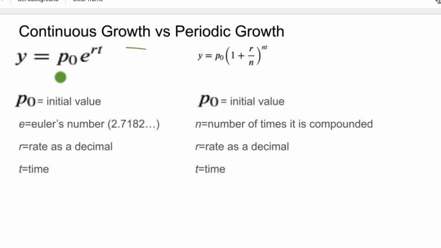In continuous growth, you start with the initial value, but it's multiplied by e raised to the rate times time. Now e is something called Euler's number. It's like pi. In this case, Euler's number is 2.71828 and just goes on forever. r is your rate as a decimal. So if it's growth, it's positive. If it's decay, it's negative. And t is how long this is happening.